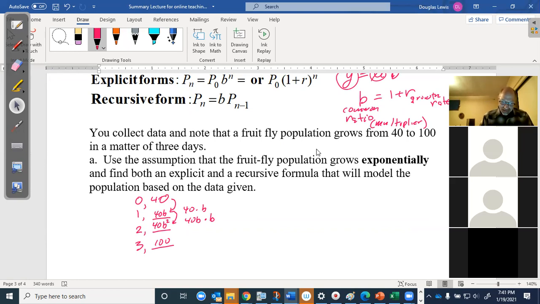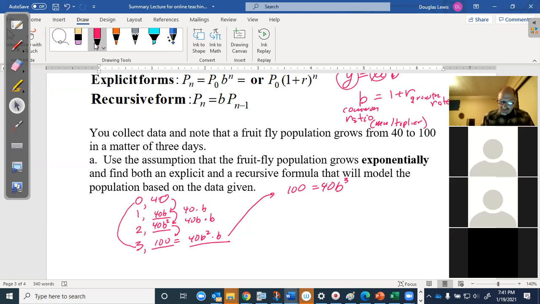Yeah, it does. Now, what are you going to do to get from here to here? How are you going to get 100? It's going to be 40b squared, then what? Times b. Another b, right? Well, let's rewrite that. Isn't that 100 is equal to 40b to the third power? Yep. Does that make sense? See, it went up 3 days, so it's 40b to the third. Oh, I wrote a 4, didn't I? You can always holler at me if I do make a mistake like that. So it's 40b to the third.